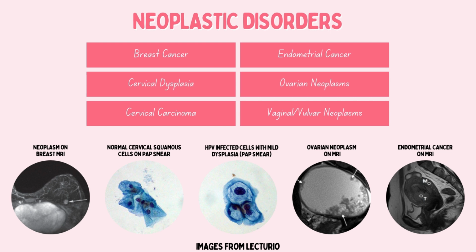MRI may be used to screen women at high risk for breast cancer, such as people with the BRCA gene mutations. MRI features suggestive of malignancy include a rapid uptake of contrast, irregular or spiculated mass margins, heterogeneous internal enhancement, and enhancing internal septa.